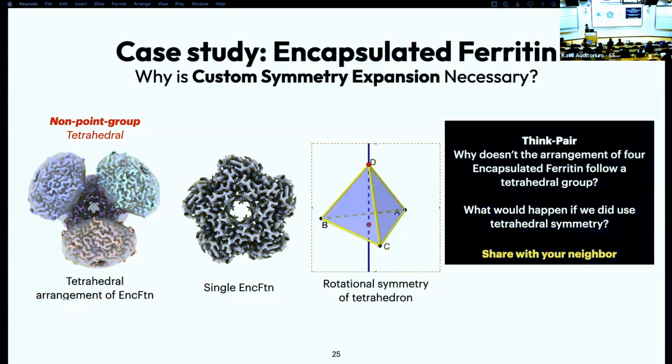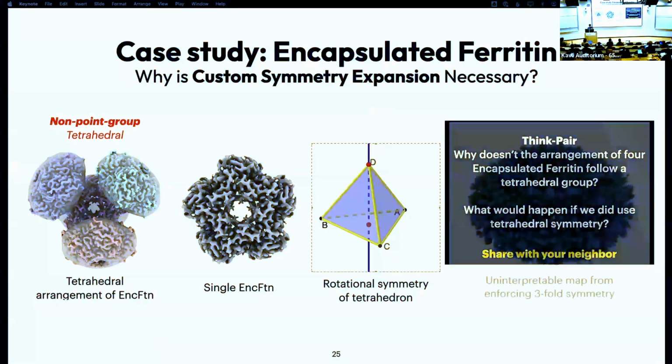And if you think about it, the number of asymmetric units in this arrangement is 10 inside each of the encapsulated ferritin, because it's a D5 symmetry object. And then there are 4 of them. So it's 10 times 4, which is 40 asymmetric units in the complex in total. But a tetrahedral symmetry group only has order 12. So there's a mismatch there, which means it's not doing exactly what we think it is.